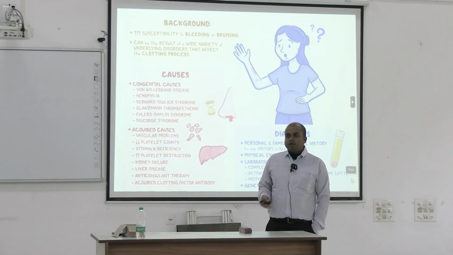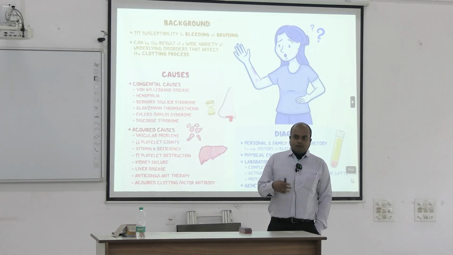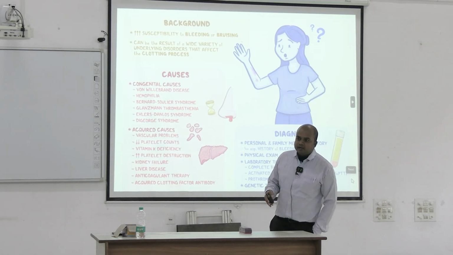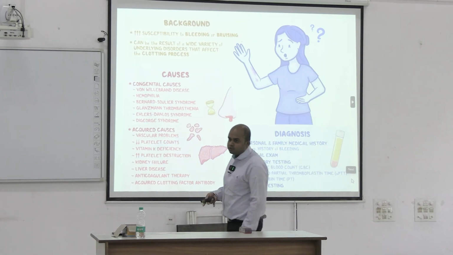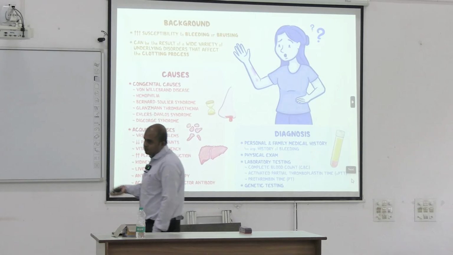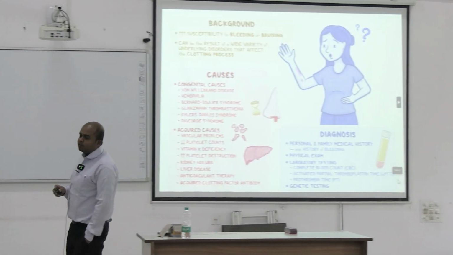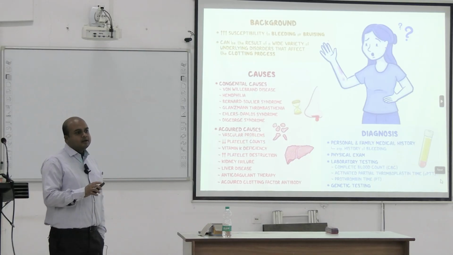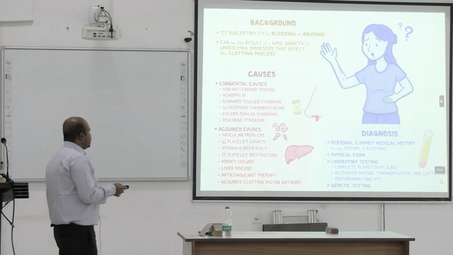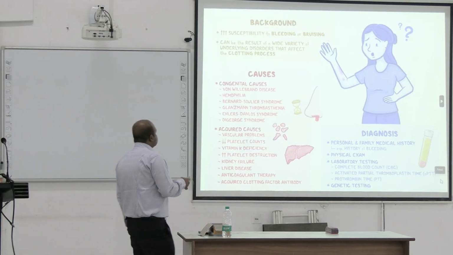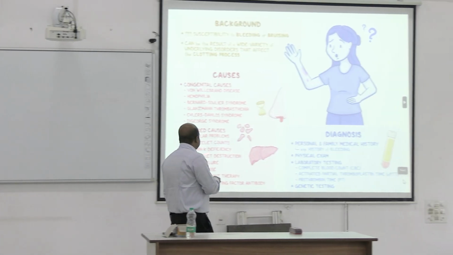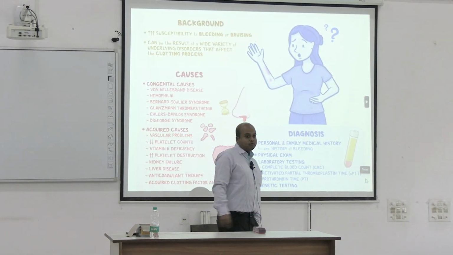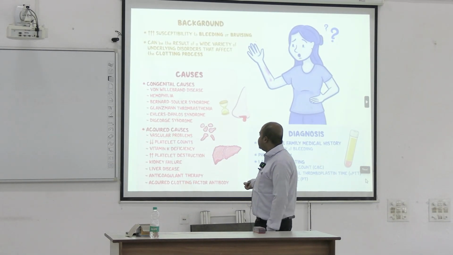Then someone goes for a postgraduate course in medicine, or even a postdoctoral course in hematology. There are so many causes that have been classified, somewhat related but actually distinct. We will talk about one or two of those. There are congenital causes and there are acquired causes.